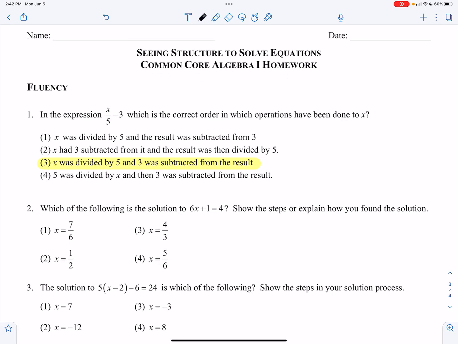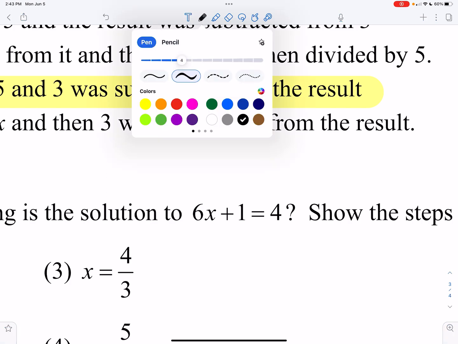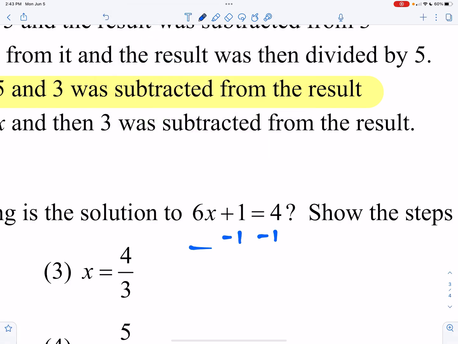Number 2, which of the following is a solution to 6x plus 1 equals 4? Show the steps or explain how you found the solution. Let's solve it. To get x by itself, you have to get rid of the 6 and the 1. So I see a plus 1 there. I'm going to do the opposite of what I see. So I'm going to begin by subtracting 1 from both sides, like this. Now, this cancels, because 1 minus 1 is 0. Rewriting this, I get 6x, because that's all that's left over, is equal to 4 minus 1, which is 3.